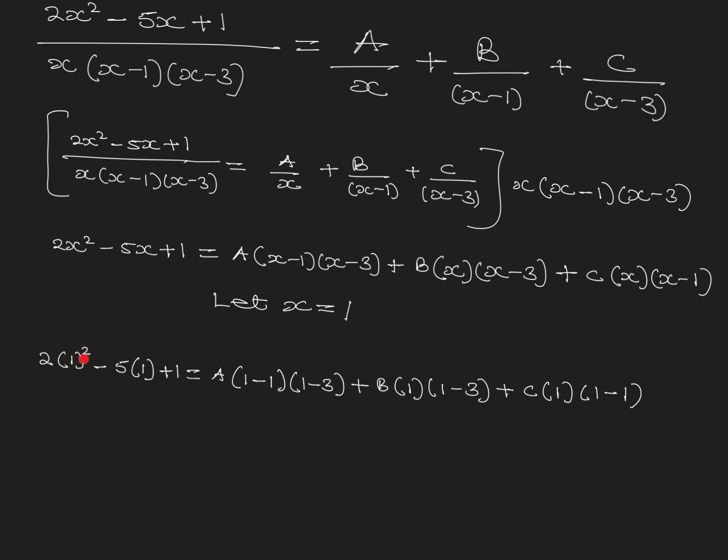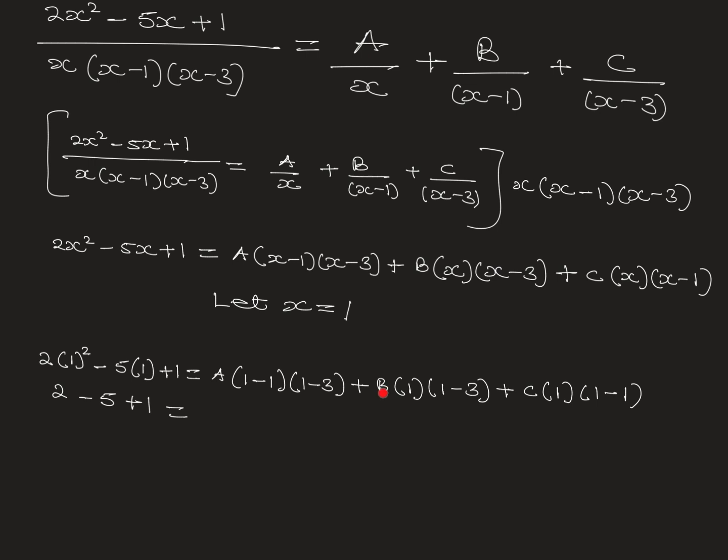So 1 square is 1. 1 times 2 will give us 2. Minus 5 times 1 is 5 plus 1. This is equal to, here 1 minus 1 will give you 0. So if you multiply anything by 0, this whole expression is going to be 0. Okay, so we can just forget about it and move on.